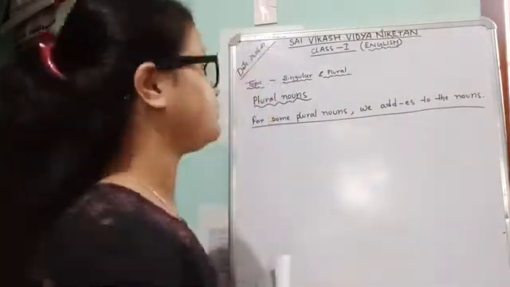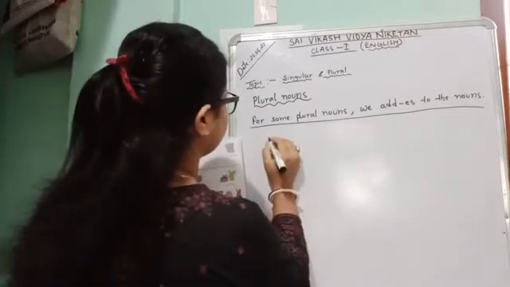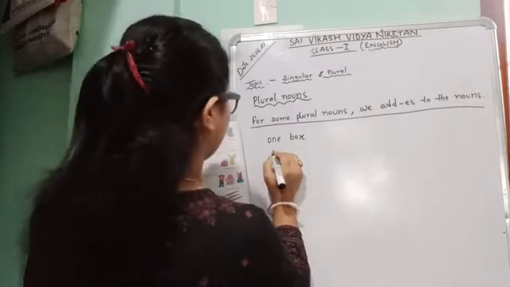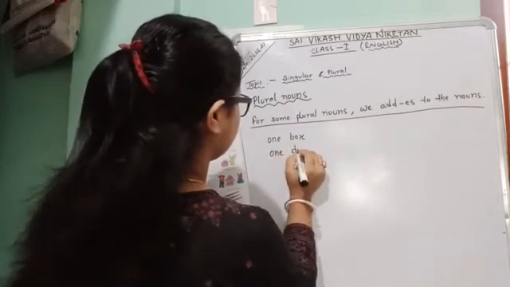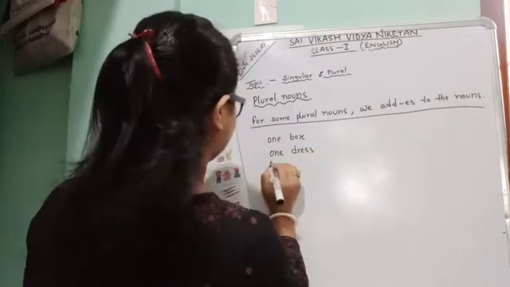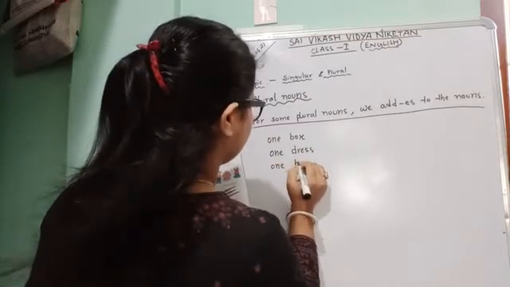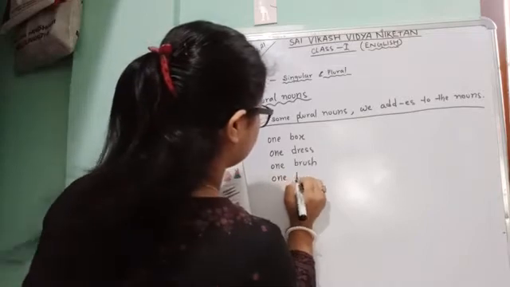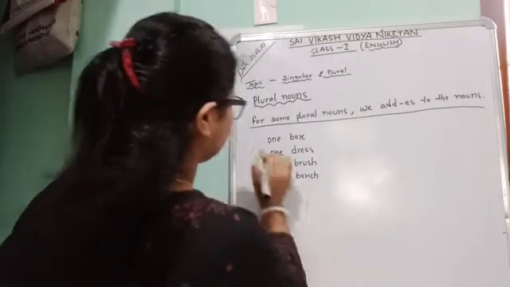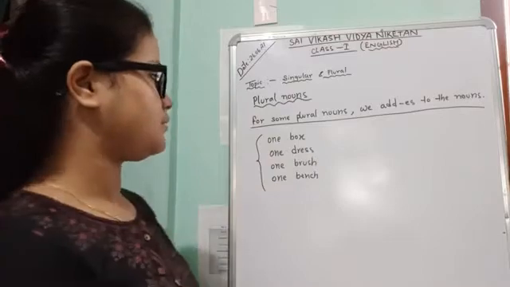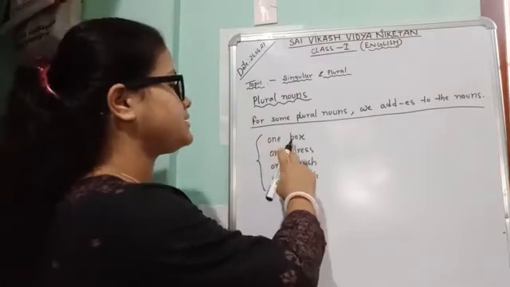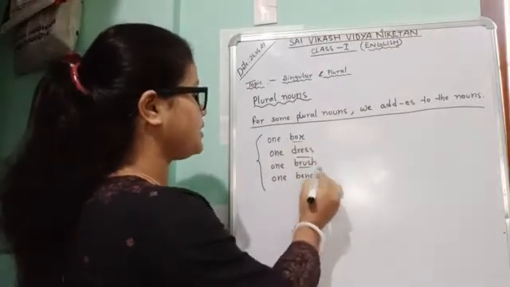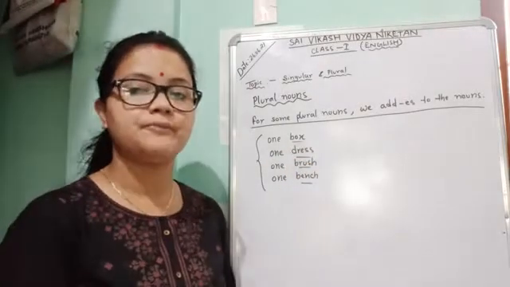Here I am going to give you some examples like one box, one dress, D-R-E-S-S, one dress, one brush, one bench. These all are singular nouns, okay, because here we can see only one item is showing. One box, one dress, one brush and one bench. These all are singular nouns.